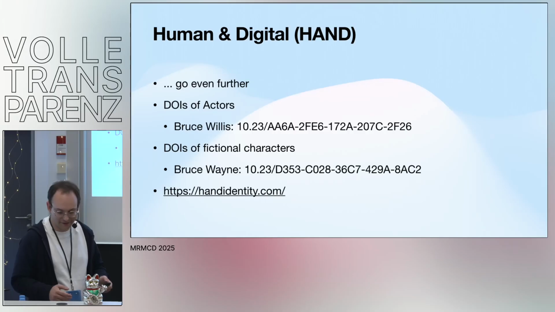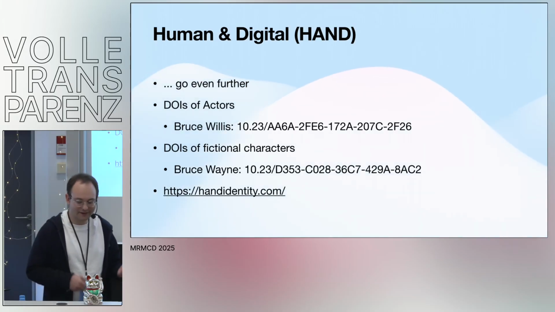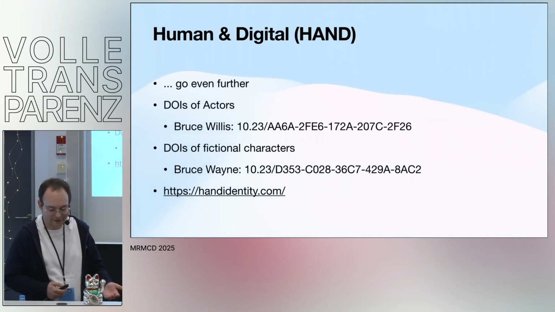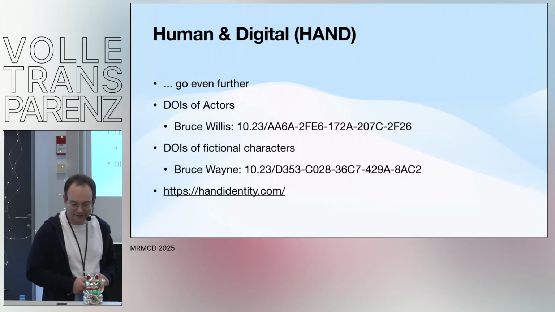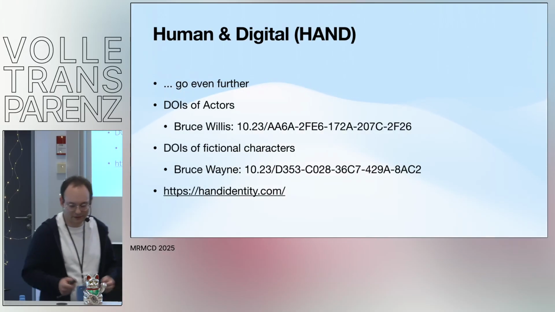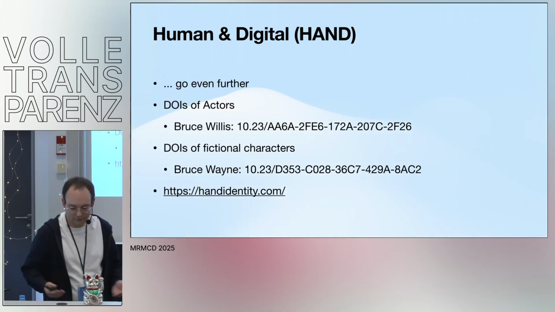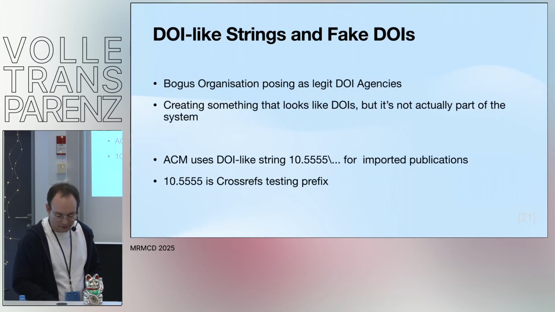And another thing is Human and Digital. They go even further. They assign DOIs to people, to actors, and to fictional characters. I just put up some examples, and you can actually look up these DOIs and find metadata about the actor, when they were born, and stuff like that. It's pretty funny. The website of them is written on the slide.